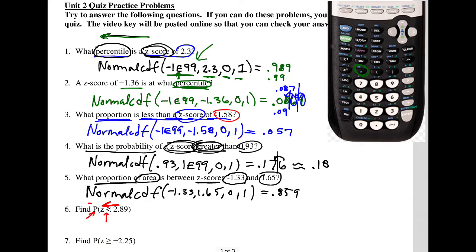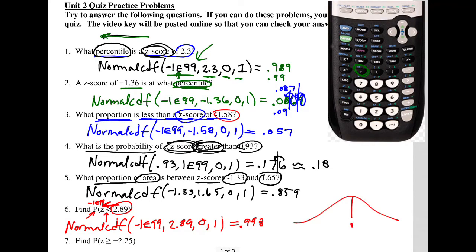So basically, we're going from negative infinity, since that's to the left, to our upper bound is going to be 2.89. And once again, since we're finding one of the p's, we're going to use normal CDF. And our lower bound's negative infinity. Upper bound is 2.89. Mean, standard deviation. So our answer should be, if we put in the calculator, 0.998.